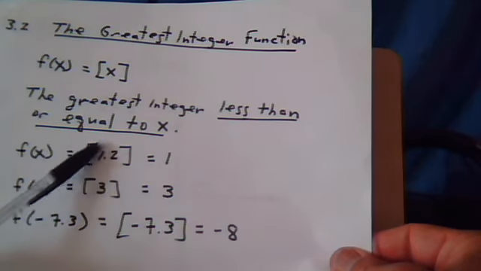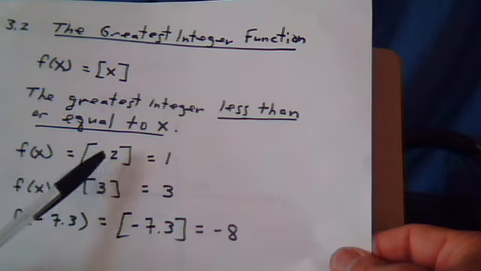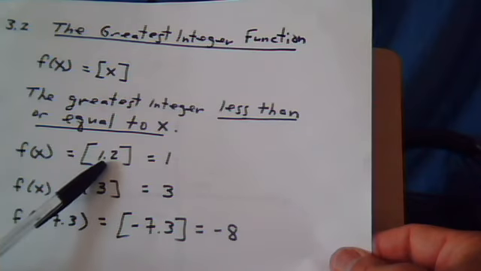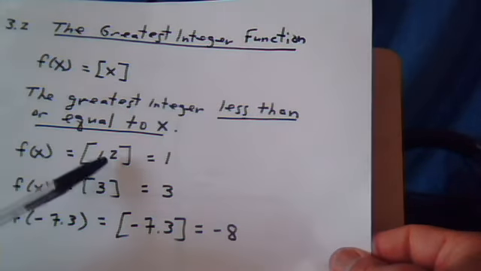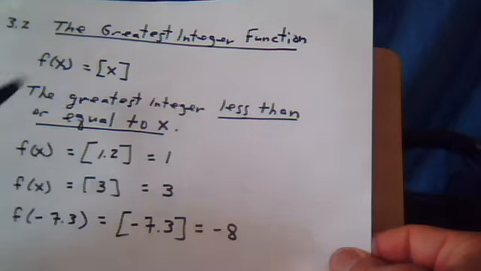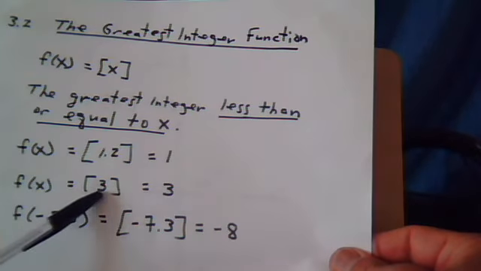Well, if this was an integer, you just keep it. But if it's not an integer, you take the number on the number line that came before this one. That would be a 1. Coming before this one means it's less than this one. So the greatest integer less than or equal to x. If f of x equals the greatest integer function of 3, since this is an integer, you keep it.